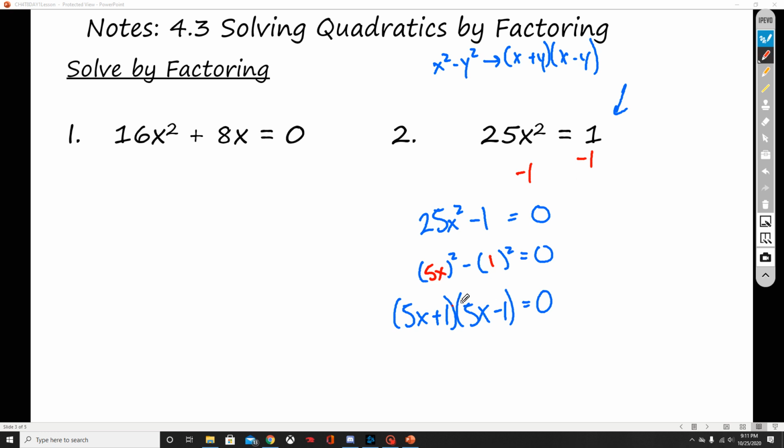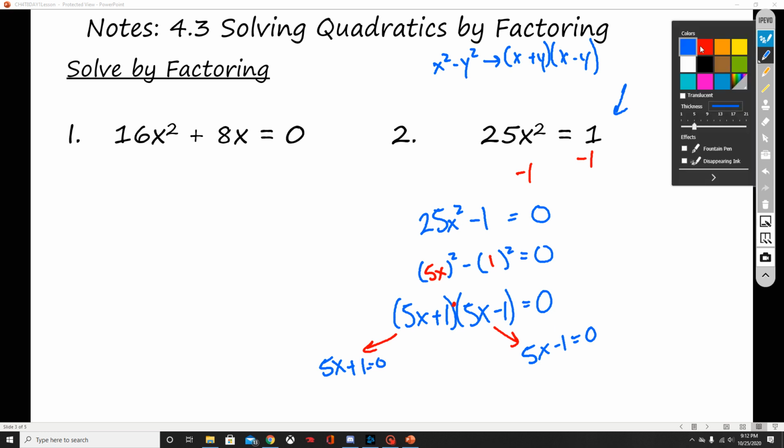Okay, well, I have my two factors. So this factor times this factor is equal to 0. So that means either this factor is 0 or this factor is 0. So we're going to set up two equations where each factor could be 0. And then we're going to solve them.